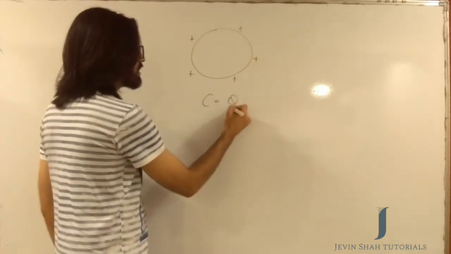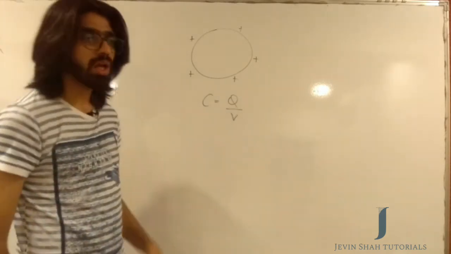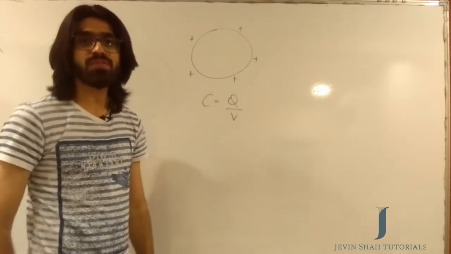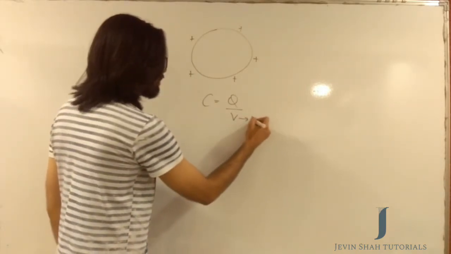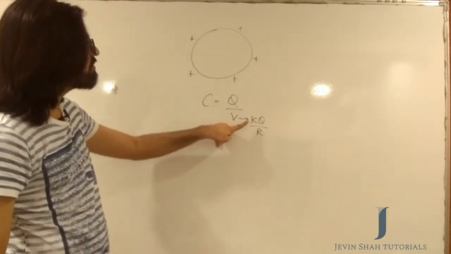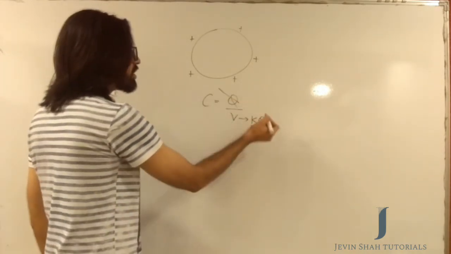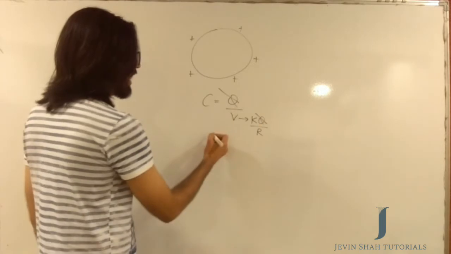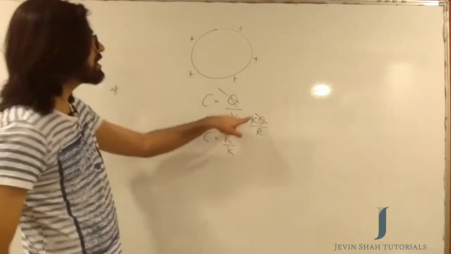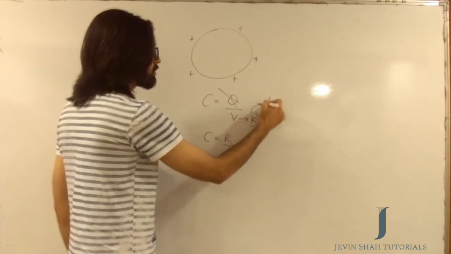You know that capacitance is given by Q by V. The potential on the surface of a conductor is given by the formula KQ by R, where R is the radius of the conductor. So if you replace that V with KQ by R, you can cancel a Q in the numerator and denominator, and you are left with C equals R upon K. That K is 1 upon 4 pi epsilon naught.